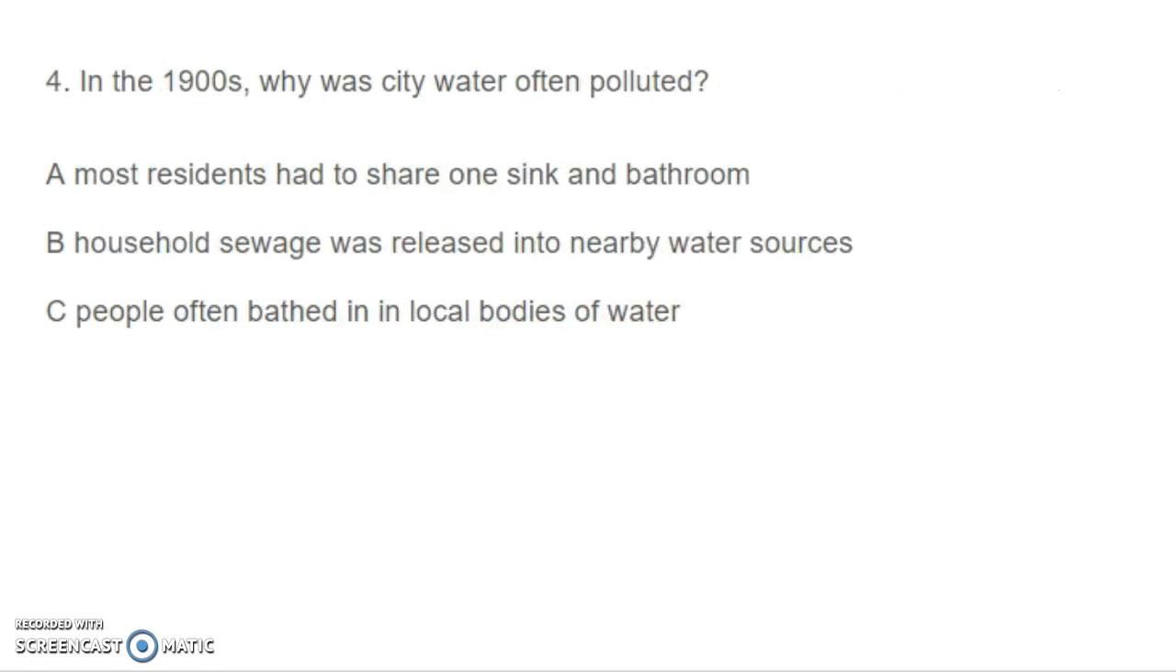Number four, in the 1900s, why was city water often polluted? A, most residents had to share one sink and bathroom. B, household sewage was released into nearby water sources. Or C, people often bathed in local bodies of water.